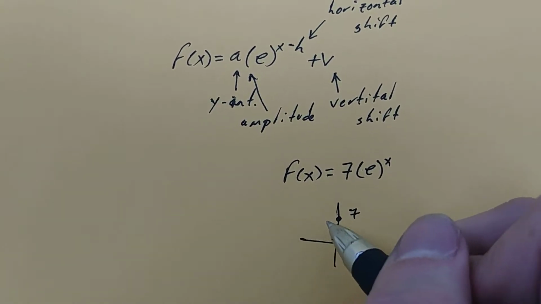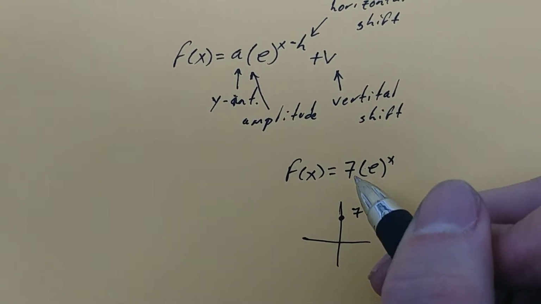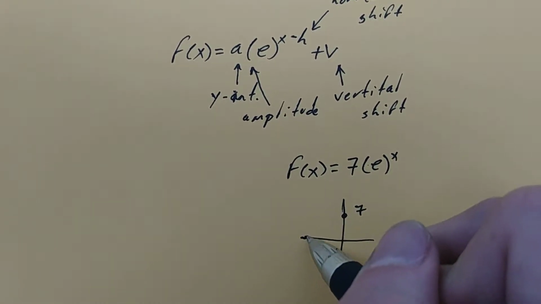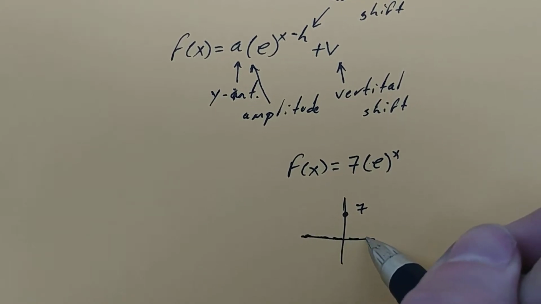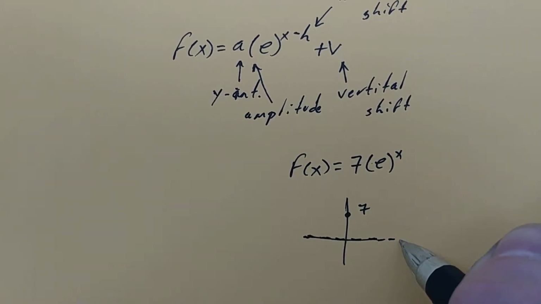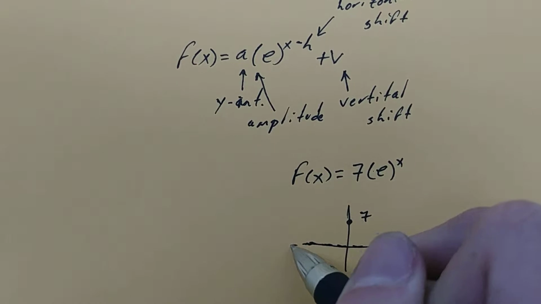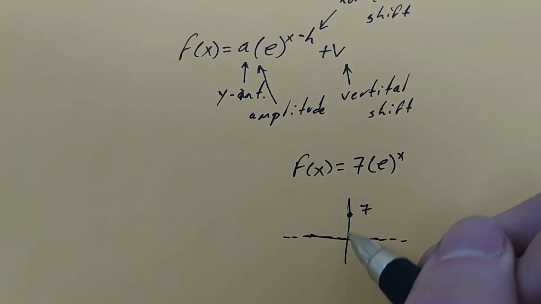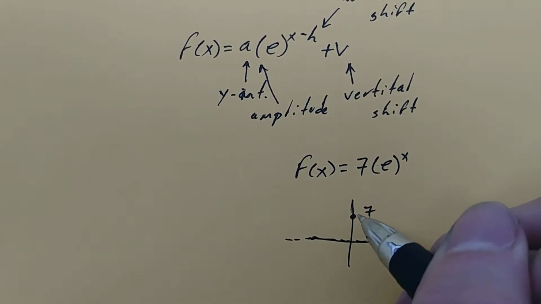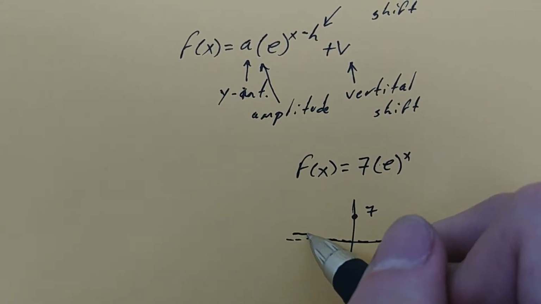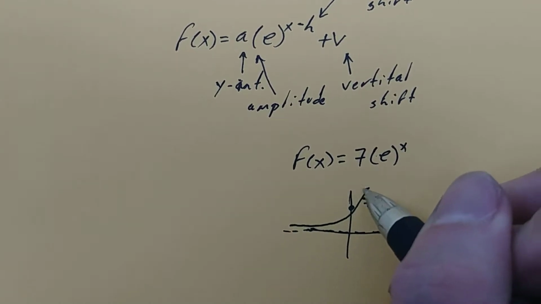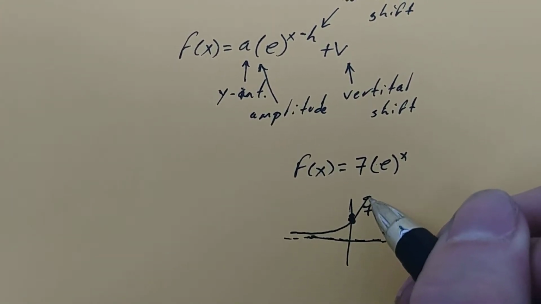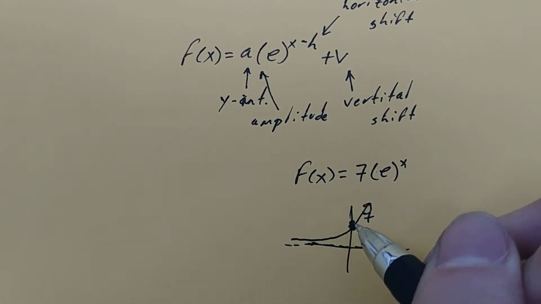Now, where's my asymptote? Usually the asymptote is 1 unit below the point, assuming that would be a 1. But because it's 7, my asymptote has to be 7 units away. So my asymptote is right on the x-axis. It's 7 units away from my point of intersection. So this graph would look something like this, going through the point 7.